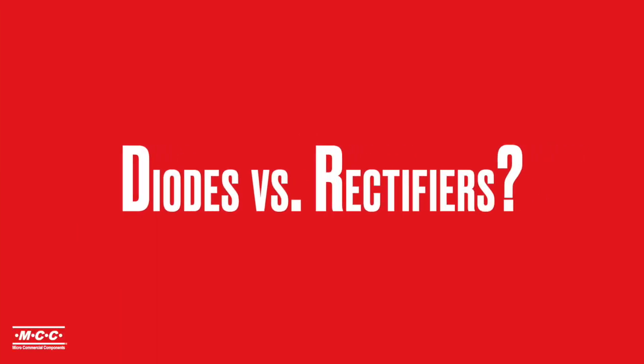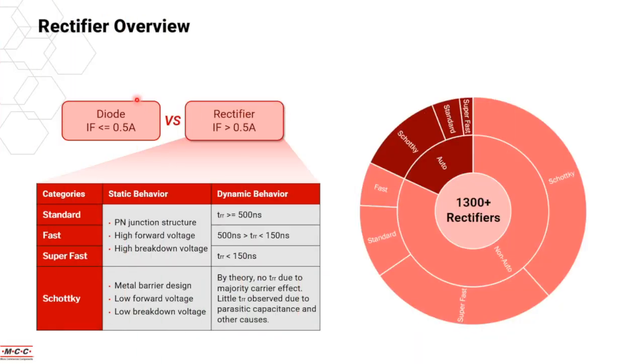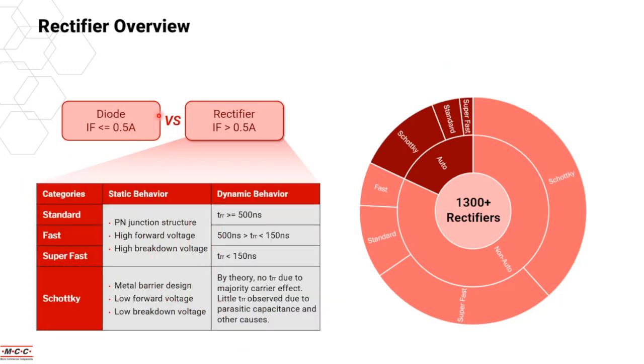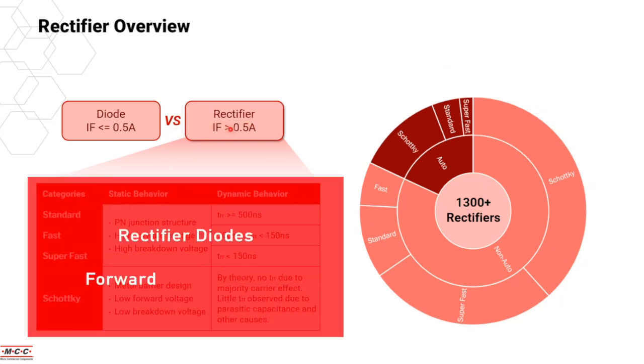So how do you differentiate between diodes and rectifiers? In MCC, we categorize small signal diodes by using the parameter called forward current. Forward current less than 0.5 ampere, which is 500 milliamps, is the point where we differentiate between diodes and rectifiers. Right. Forward currents greater than 500 milliamps, we classify as rectifiers.